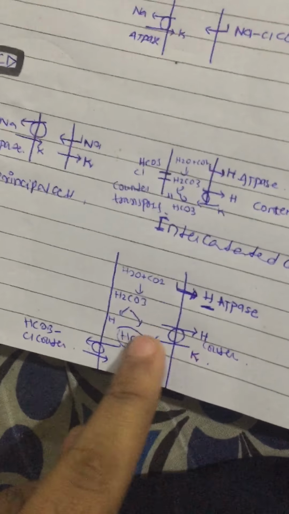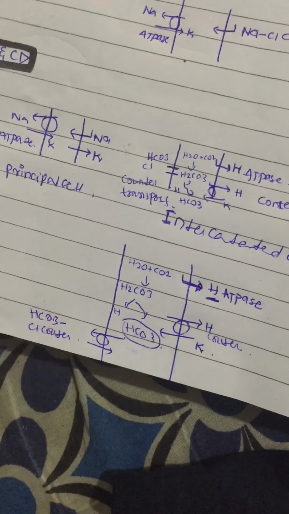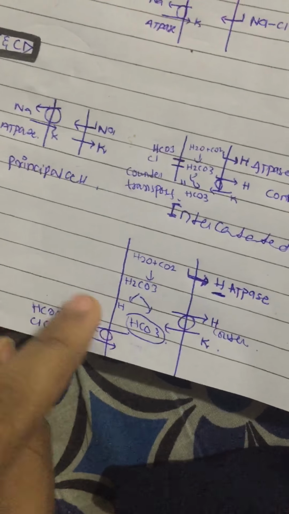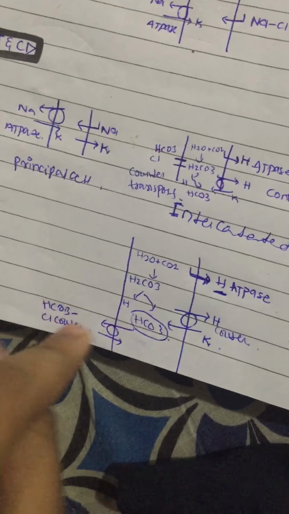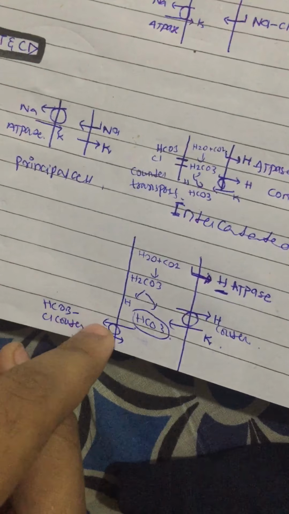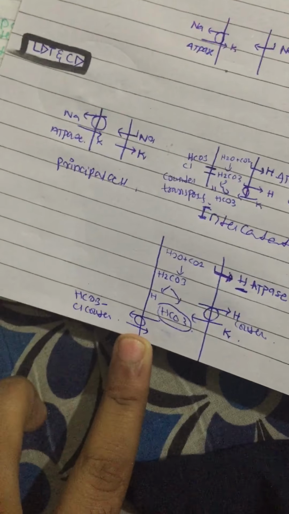Okay, but this is the first transporter which is reabsorbing the potassium. Then what happens with the bicarbonate? The bicarbonate is going to be absorbed into the interstitium by a transporter known as the bicarbonate chloride co-transporter, which is going to absorb the bicarbonate and secrete the chloride ion. So this is the thing for the intercalated cell A.